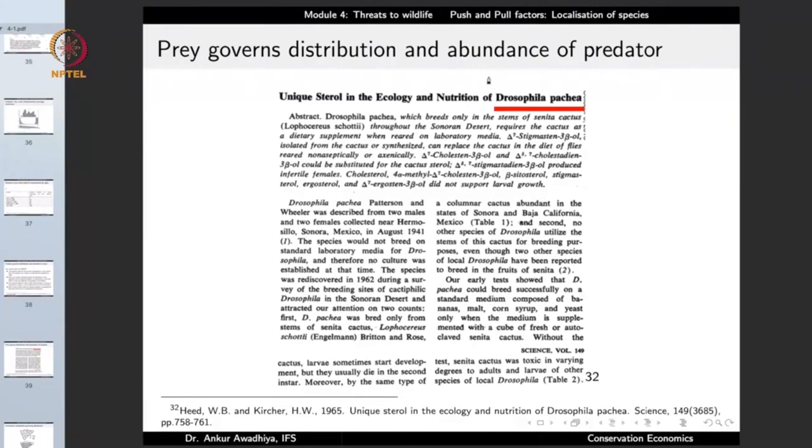So in this case, the prey is governing the distribution and abundance of the predator. So in this case, the prey is acting as a pull factor for the predator.